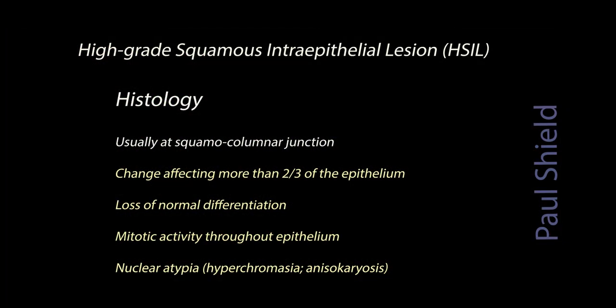So in summary, high SIL usually occurs at that squamo-columnar junction, and it's basically an area of dysplastic metaplasia. It is a change that affects two-thirds to the full thickness of the epithelium, which pretty much that one was. It shows a loss of normal differentiation as the cells grow up through that epithelium. It shows mitotic activity no longer just confined to the basal layers, but all the way up through the epithelium. And it shows obvious cytologic atypia, so that would be hyperchromasia of nuclei, and variation in size and shape of the nuclei.